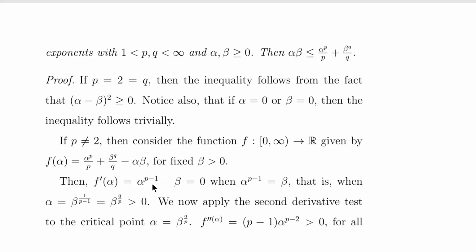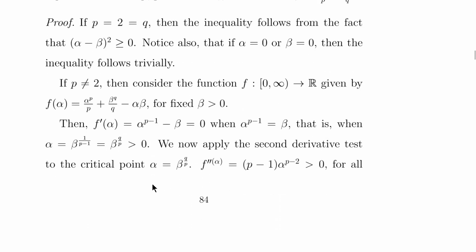Suppose that p is not equal to 2, then consider the function given by alpha raised to power p over p plus beta raised to power q over q minus alpha beta. Then the derivative of this function with respect to alpha is alpha raised to power p minus 1 minus beta, which is equal to 0. Then alpha raised to power p minus 1 is equal to beta, that is, alpha is equal to beta raised to power 1 over p minus 1. And using the property of conjugate exponents, this is equal to beta raised to power q over p, which is greater than 0.